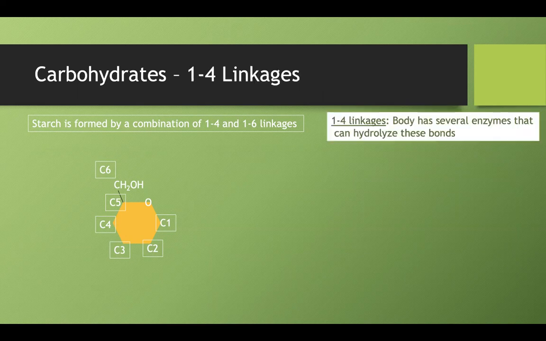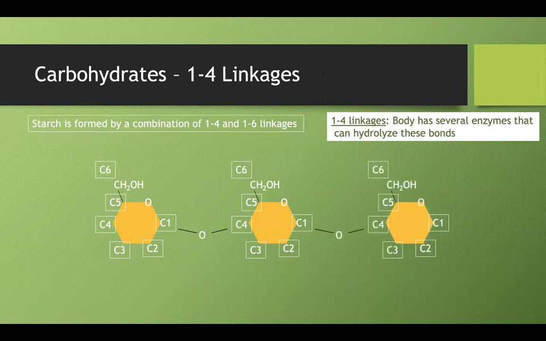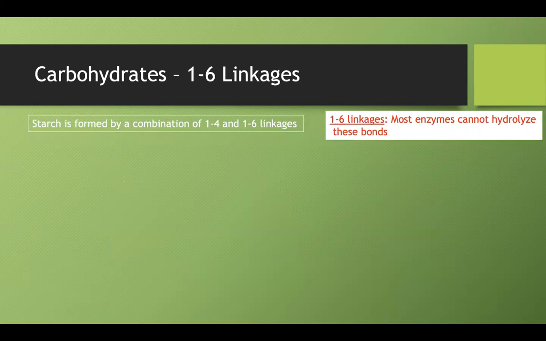So 1,4 linkages, our body can hydrolyze these. So this would be a 1,4 linkage. If we had another monomer here, they can combine right here, and now we have a 1,4 linkage, and another one, and they're connected. The good news is our body can hydrolyze these. So if we find starch that exists in this form, we can absorb these, break them down and absorb them as monomers. 1,6 linkages are more difficult for our bodies to hydrolyze.